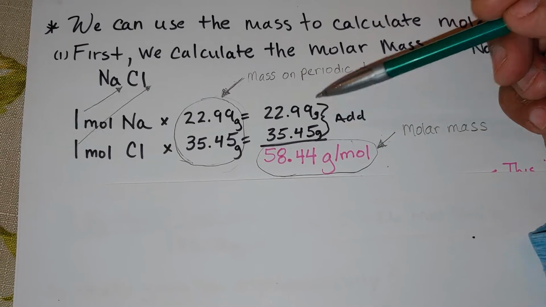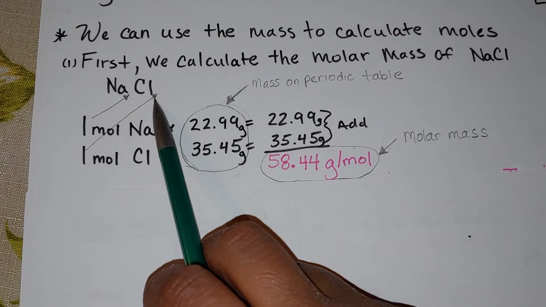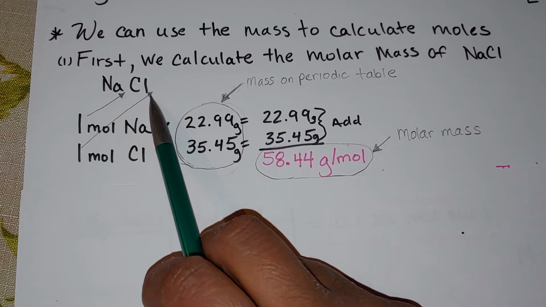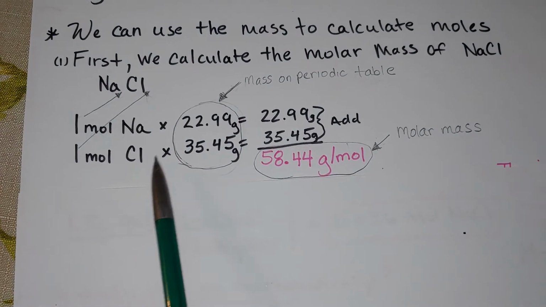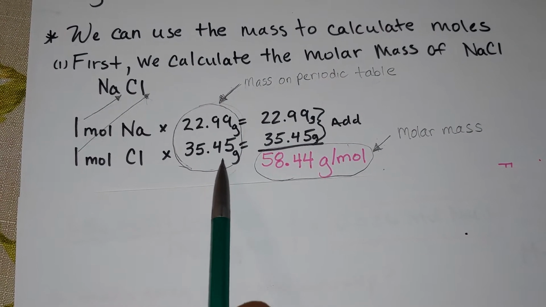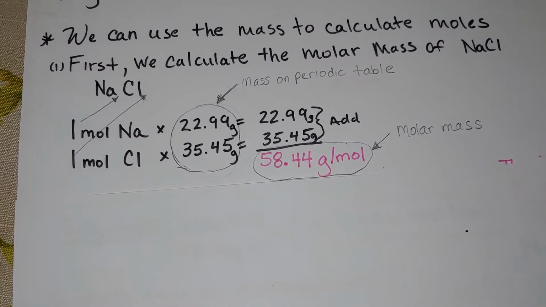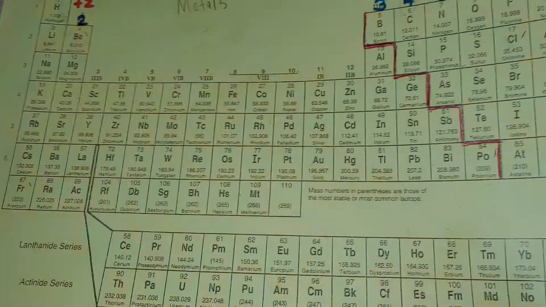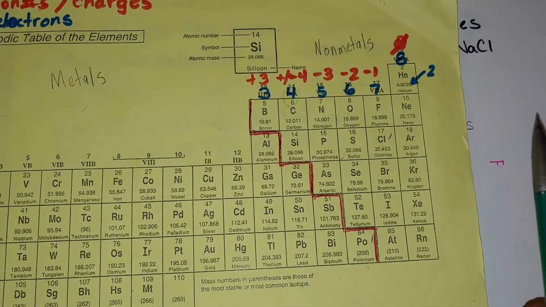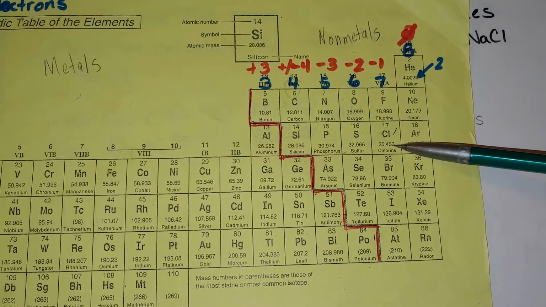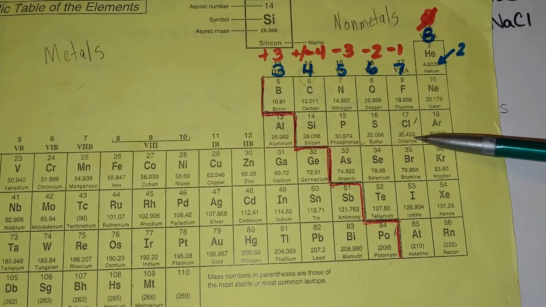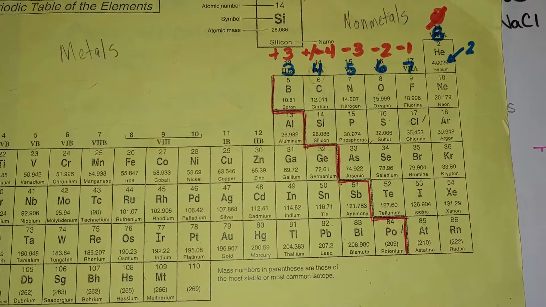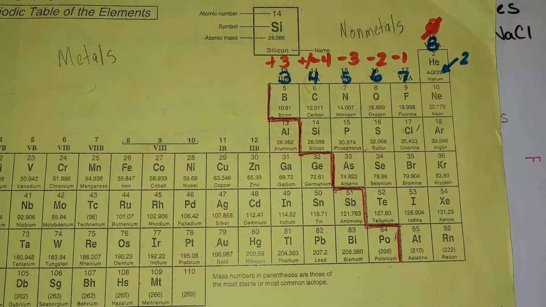You do the same exact thing with chlorine. I know that I have 1 mole of chlorine because there's no numerical value here. It's understood as 1, and I'm going to multiply it by the mass on the periodic table. So again, you take your periodic table and you look up the mass for chlorine, which is right here, 35.453, which I'm going to choose to round to 35.45.